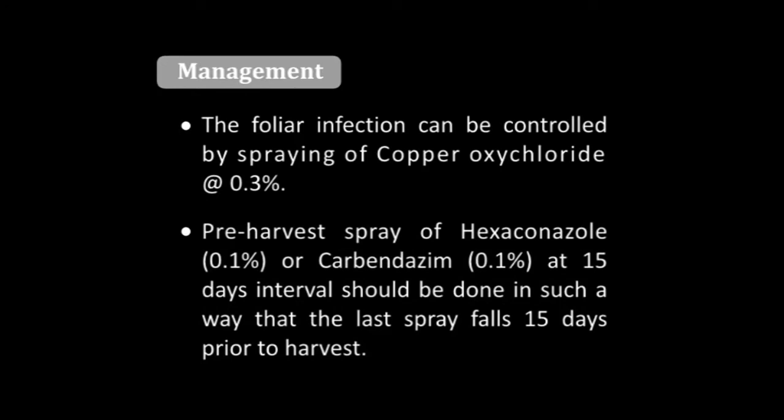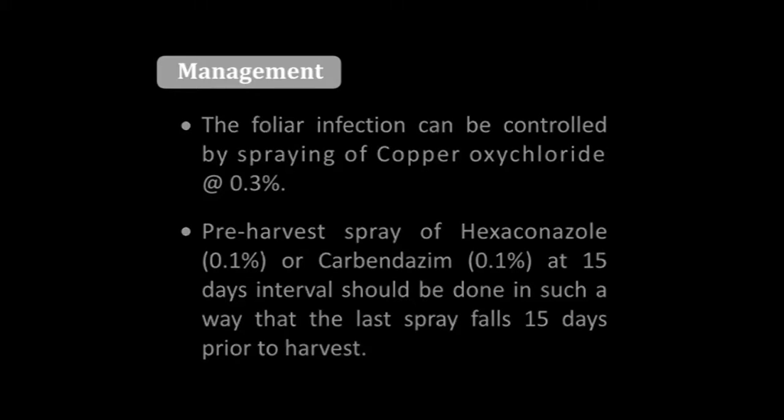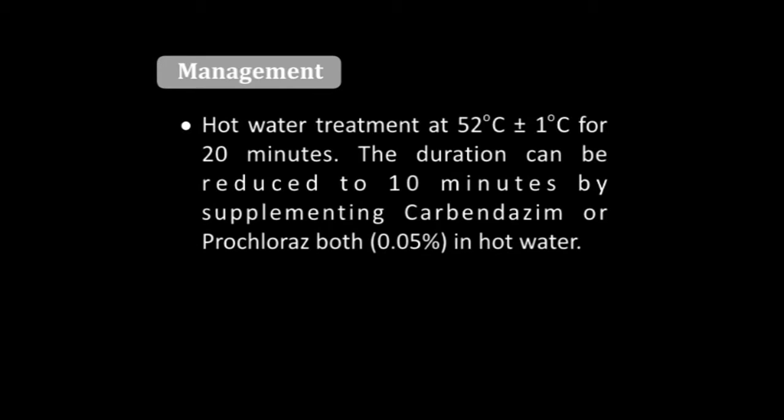Pre-harvest sprays of hexaconazole 0.1% or carbendazim 0.1% at 15 days interval should be done in such a way that the last spray falls 15 days prior to harvest. Hot water treatment at 52 degrees centigrade plus or minus 1 degree centigrade for 20 minutes. The duration can be reduced to 10 minutes by supplementing carbendazim or prochloraz, both 0.05%, in hot water.